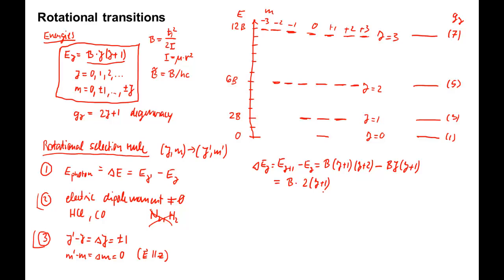For diatomic molecules, typical values for B tilde, which relates to B via B tilde equals B over hc, are in the range of 0.1 to 60 inverse centimeters, where the 60 inverse centimeters is for dihydrogen. Therefore, rotational transitions occur in the far infrared.